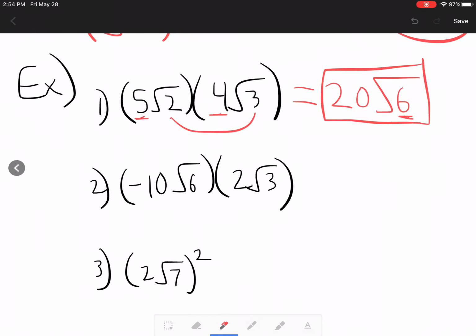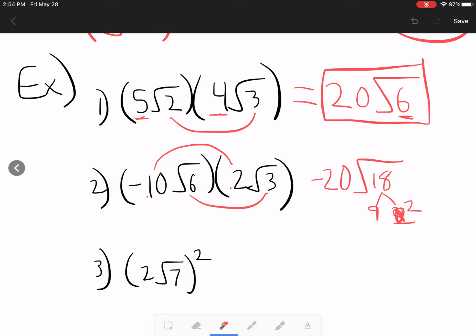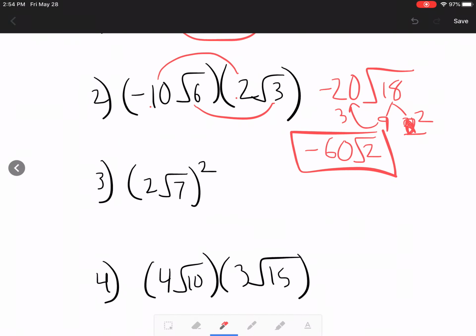Now here we will be able to simplify something. But first, we apply the same logic. I take negative 10 times 2 to get negative 20, times the square root of 6 times 3 is 18. Now I can double check. 18 breaks down as 9 and 2. The 9 will come out as a 3. Multiply by my negative 20, so I'll get negative 60 square root 2. Box that. Walk away.